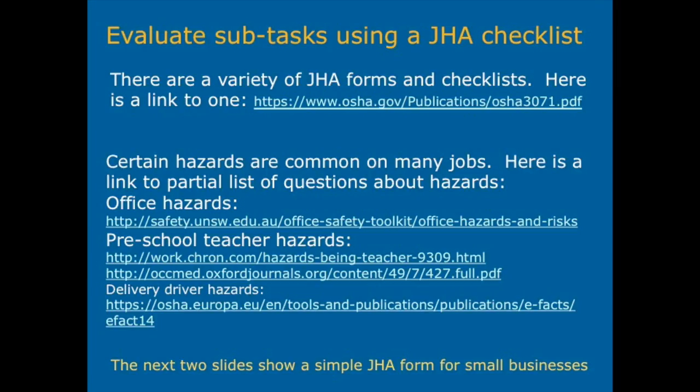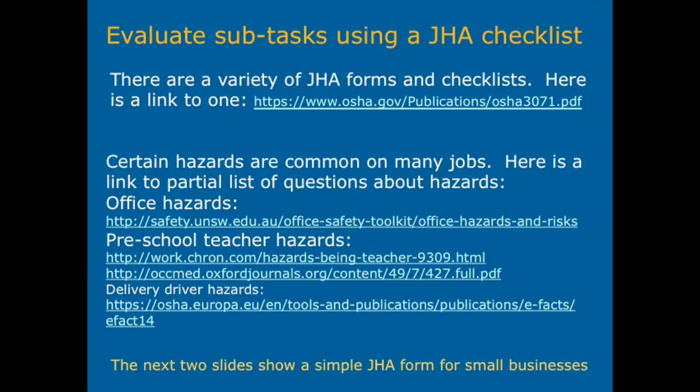The next slide, evaluate subtasks using a JHA checklist. There are a variety of JHA forms and checklists. Here's a link to one. It's OSHA.gov publications, OSHA 3071. It's a PDF form. Certain hazards are common on many jobs. Here's a link to a partial list of questions about hazards.